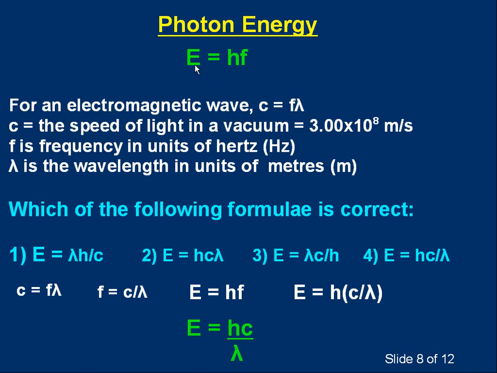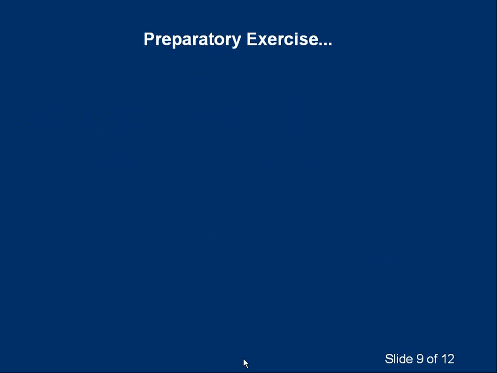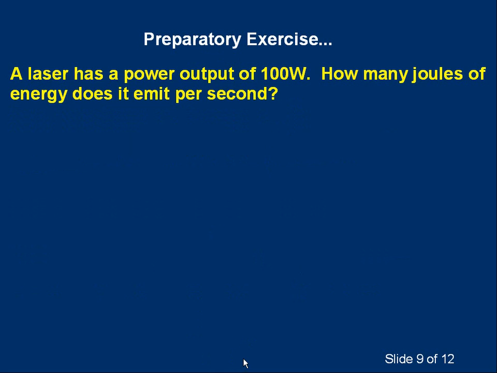E is hf. If you know the frequency, that's good. E is hc over lambda. If you know the wavelength, that's a handy formula. I'm going to use that in a moment. But before we do, 2 more questions to go. Here's a preparatory exercise for you. Let's suppose a laser has a power output of 100 watts. How many joules of energy does it emit per second? If you want to pause the video, you can.